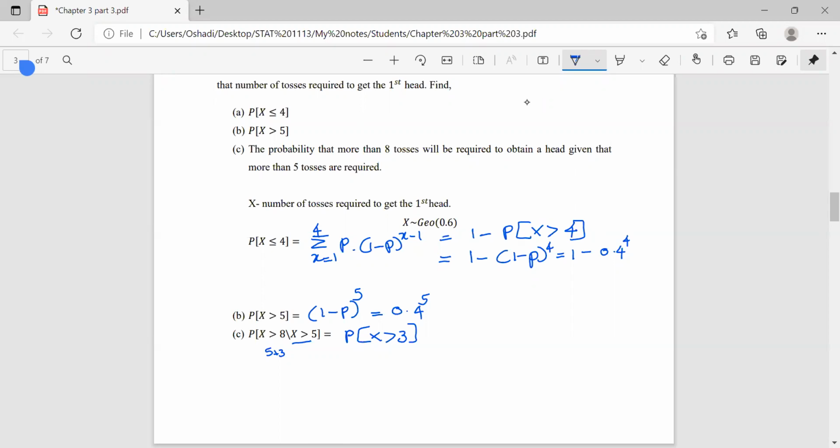It is called the memoryless property, the second result obtained through the geometric distribution. So using the first result again, we can write this as the probability of failure to the power 3.